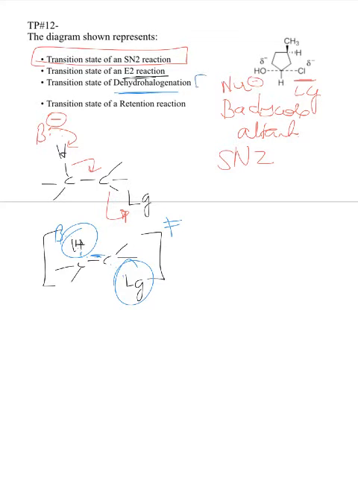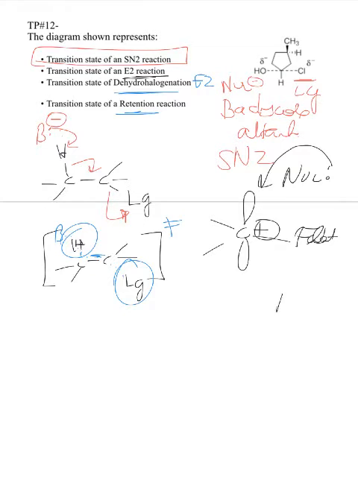Halogenation is the same thing as an E2 elimination. In the transition state of a retention reaction, the retention reaction would be what you get with a carbocation. So in a carbocation, this would be flat. And your nucleophile with its lone pair could either come from the top or it can come from the bottom, and that would be a retention reaction if it came from one face.